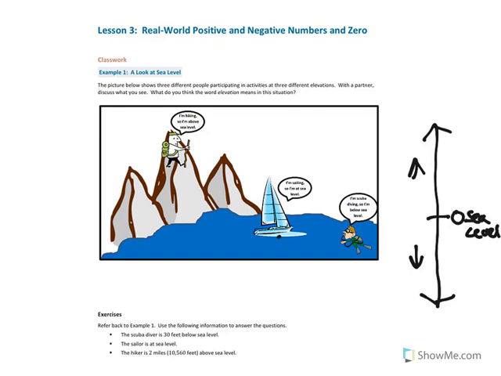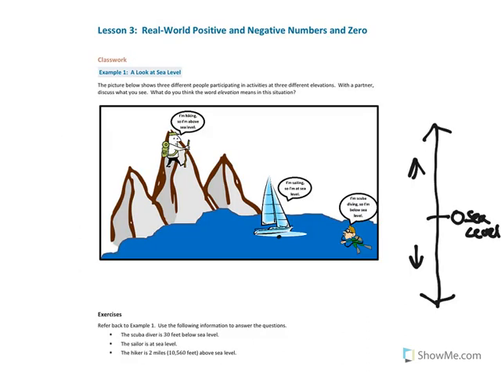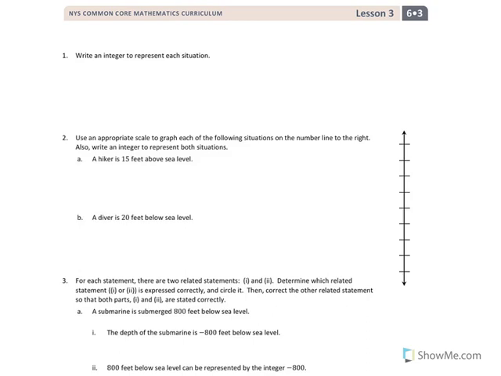It says to refer back to what I just talked about and use the information to answer the questions. So if the scuba diver is 30 feet below sea level, well, let's go see what the questions are going to be. They want us to write an integer to represent each situation. That refers back to here. So if the scuba diver is 30 feet below sea level, the integer that we would use to represent below sea level is negative 30. And that's the integer. We wouldn't say 30 feet, because they're only asking us for an integer.